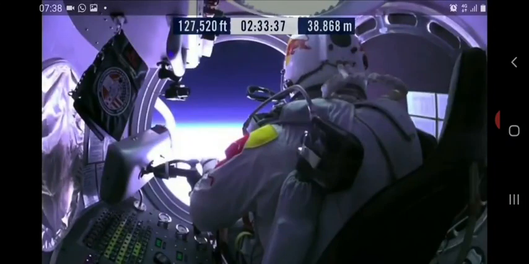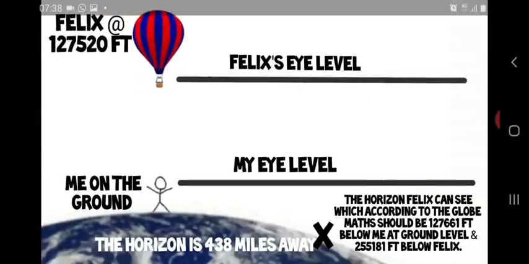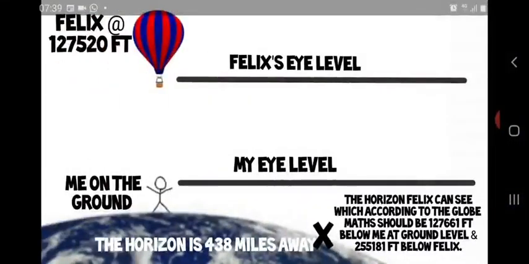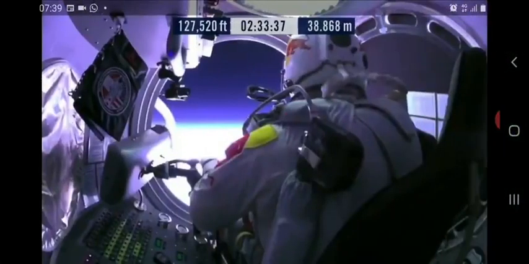You couldn't make it more obvious if you tried with his space jump. All you need to do is apply the globe maths, the horizon, and of course it just makes a mockery of itself. Like I say, I'm on the ground, and according to the globe maths, the horizon Felix is seeing there is apparently 127,000 feet below me, and I'm on the ground. Yet strangely enough, Felix is seeing it right there, when according to the globe maths, it should be over 250,000 feet below camera level. Can you see how ridiculous this globe nonsense is? Dear, oh dear.